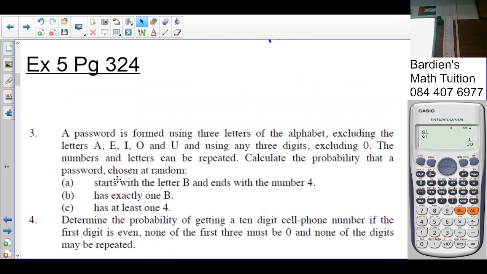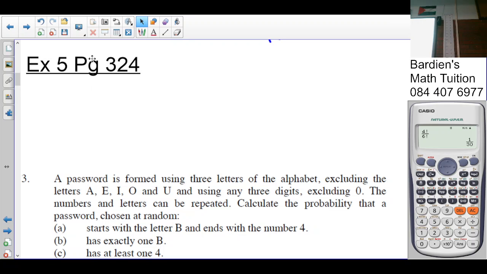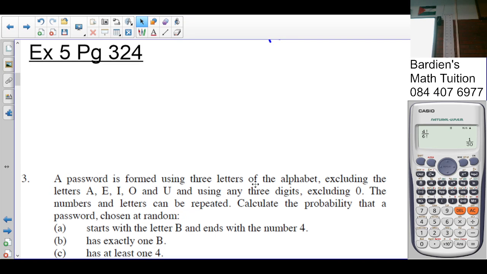Look at number 3. Number 3, we are told that the password is formed using 3 letters of the alphabet, excluding letters A, E, I, O, U, which are also known as vowels, and using any 3 digits excluding 0. So how many options do I have in terms of the digits? 9. Okay. Calculate the probability that the password chosen at random.